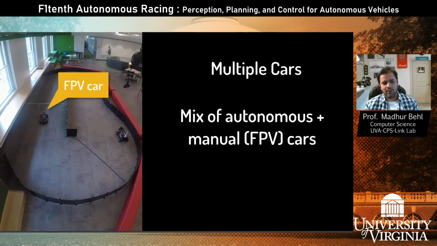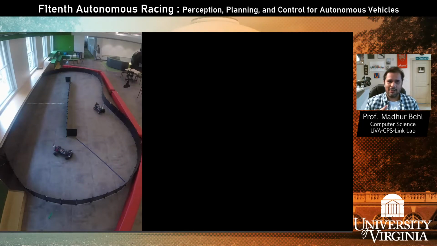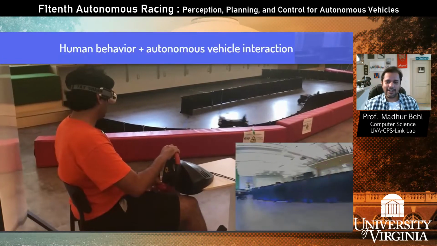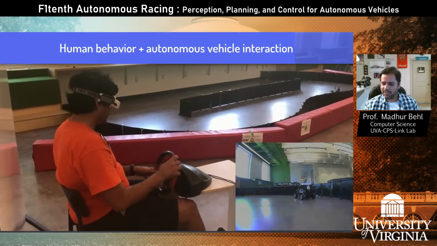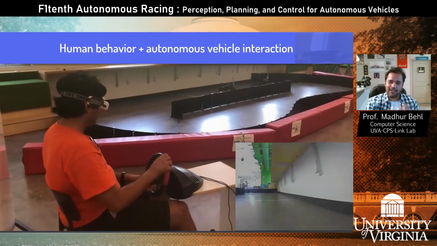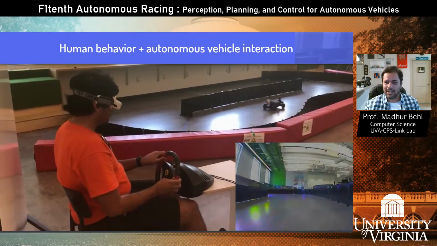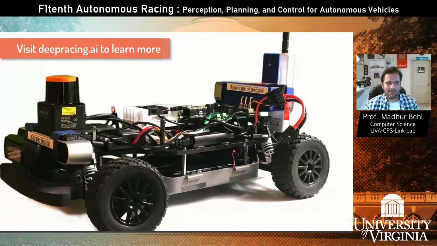So now you see two cars. One is the manual car or the first person view, and another autonomous car has been just programmed to follow the wall. And so what he's trying to do now is overtake this autonomous mule car and create examples of overtaking and passing so we can observe that through the data sets. And so we can do that in our lab. We can do manual mode, autonomous mode.